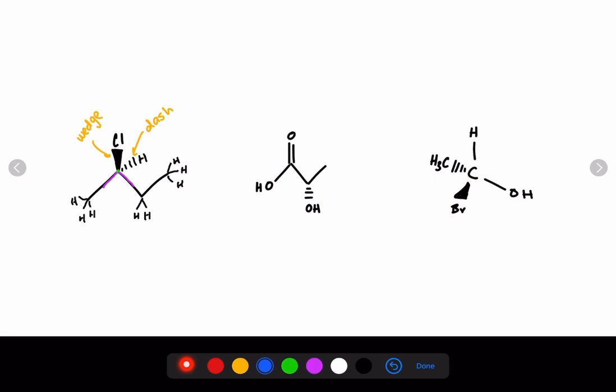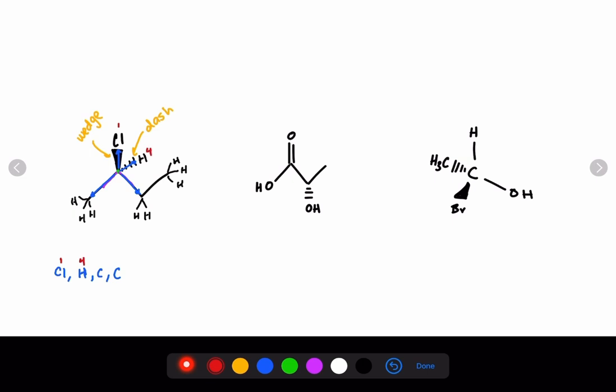To assign priority to the 4 groups, you want to start at the chiral atom and go out 1 atom to each of the 4 groups. So that means we are looking at, if we go this way, the Cl, the hydrogen, a carbon atom, and another carbon atom. Now we assign priority based on mass. The heavier the atom, the higher priority it gets. So we know that from these 4 atoms, chlorine is going to be the heaviest one, so that gets first priority. And the hydrogen is the lightest one, so that gets last priority.